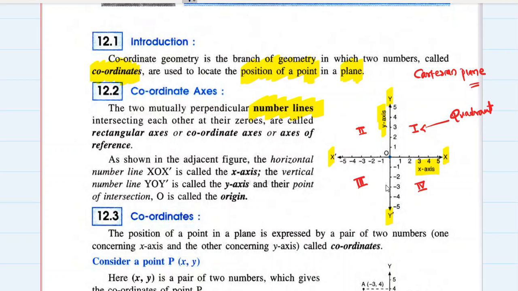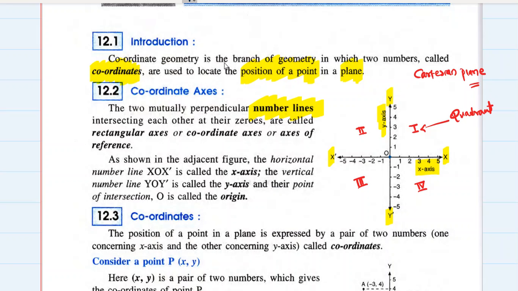Origin is that point at which the zero of the number line is located, zero of each individual number line. So if you go to the right of origin, you get all the positive numbers. If you go to the left of origin, you get all negative numbers. If you go above origin, you get all positive numbers. And if you go below origin, you get all negative numbers. I'm sure that you are aware of these facts. These are your basic concepts of coordinate geometry which you have learned in previous classes, class 8th, class 9th.